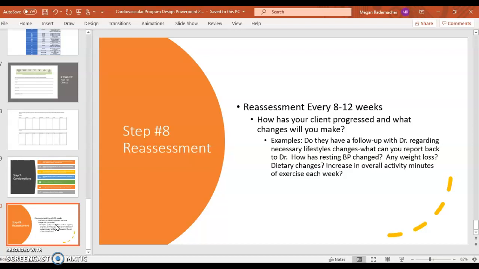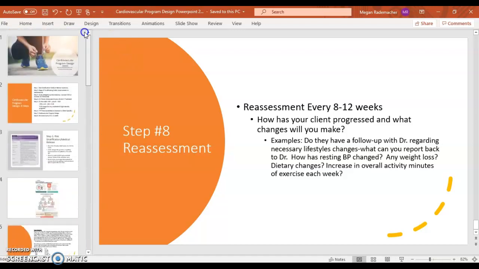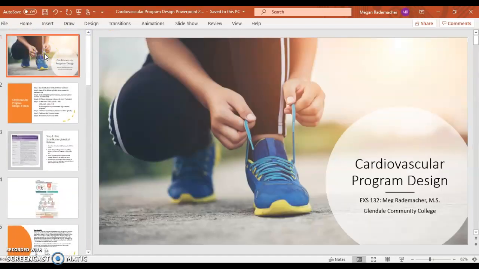Okay, so those are your 8 steps for cardiovascular program design. Make sure you watch the first screencast regarding medical clearance and those first 2 steps. And I will go over specifics with a specific case study with you guys in the next video so that you know exactly how to create a 2-week program for a client.